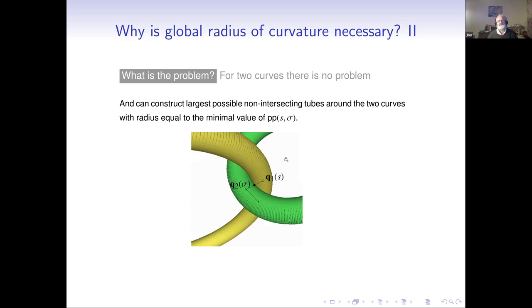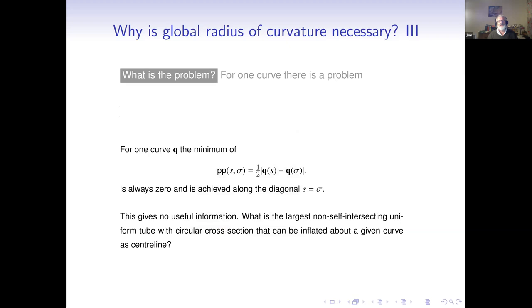Now, once you've got the point of closest approach, you can just inflate a tube uniformly around the two curves, and then you get a shape. You get a yellow shape and a green shape, and they touch in that one point, and they don't touch anywhere else. So that's good. But the whole point is that for ideal knots, there's only one curve. And in particular, for ideal knots, you have to look at the minimum of PP(S, sigma).